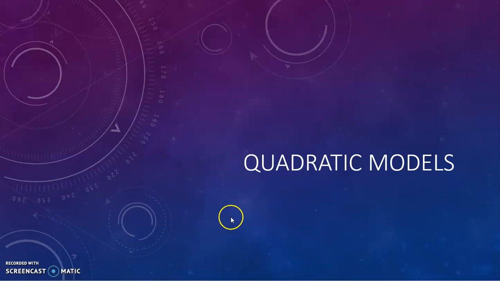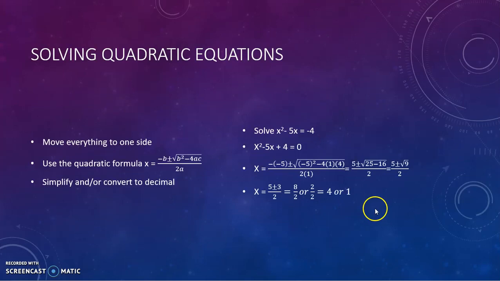In this video we'll talk about quadratic models. In a linear model, things are increasing or decreasing at the same rate. In a quadratic model, sometimes you're increasing, sometimes you're decreasing, and the point where you change has a special name to it. But before I get into where it changes, let's talk about some other things first.